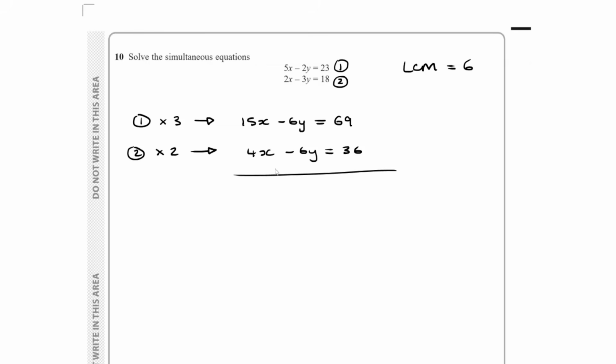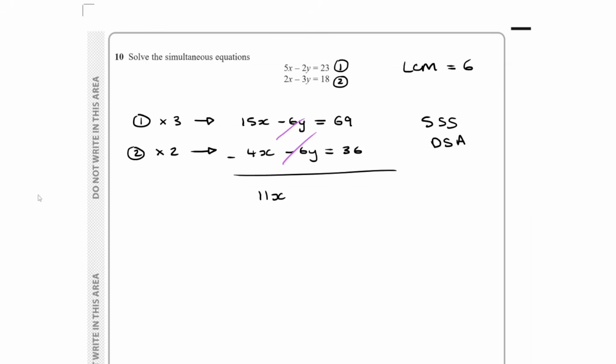I then have to work out, do I need to add or subtract the equations? You might remember it as SSS or DSA, same sign subtract, different sign add. They're both negative, so that's the same sign, so I'm going to subtract. Now just be careful because we've got a few double negatives here. So 15x minus 4x is obviously 11x. And then here we've got negative 6y, take away negative 6y. That bit there is a double negative, so that's why it will obviously cancel out, that's the whole point.